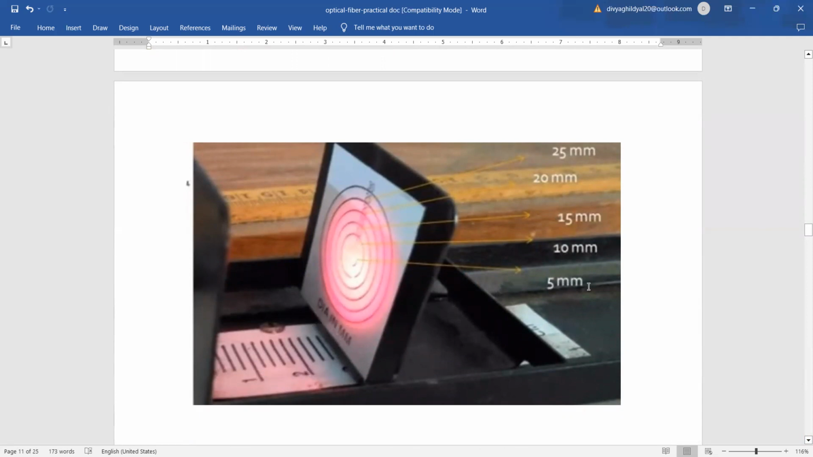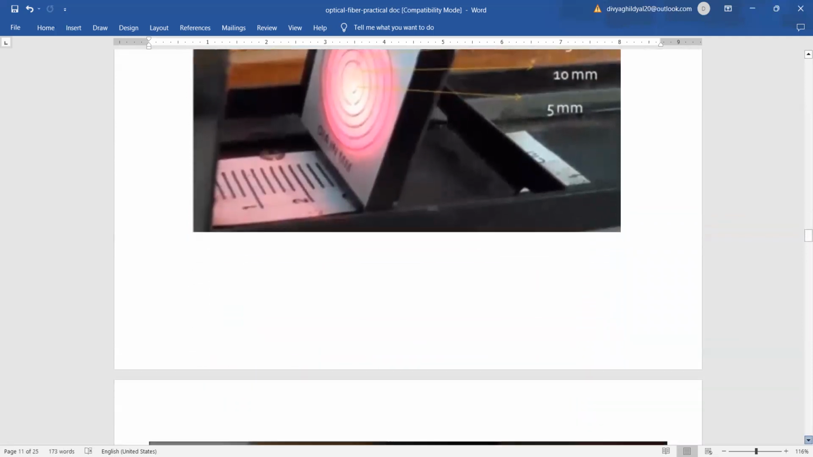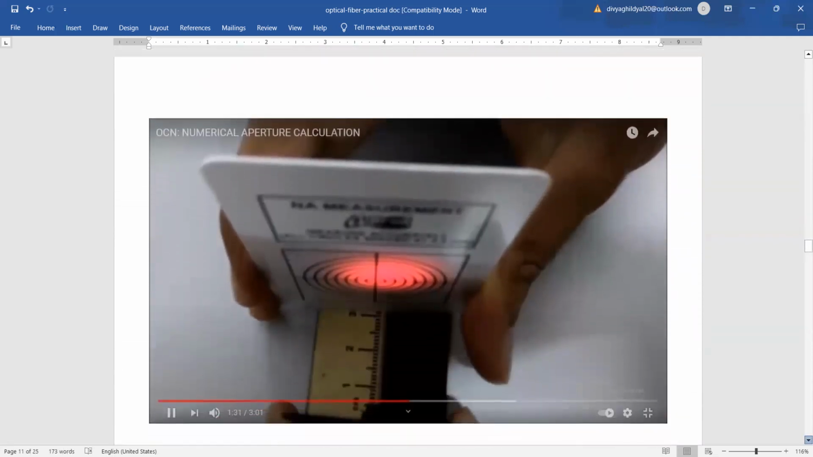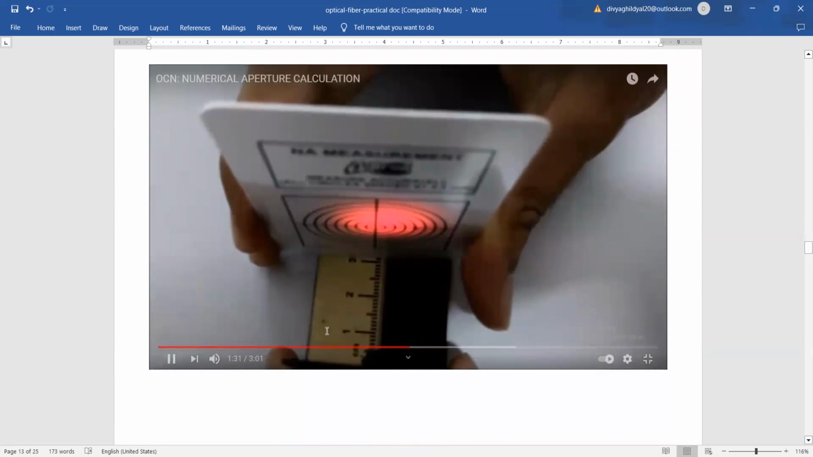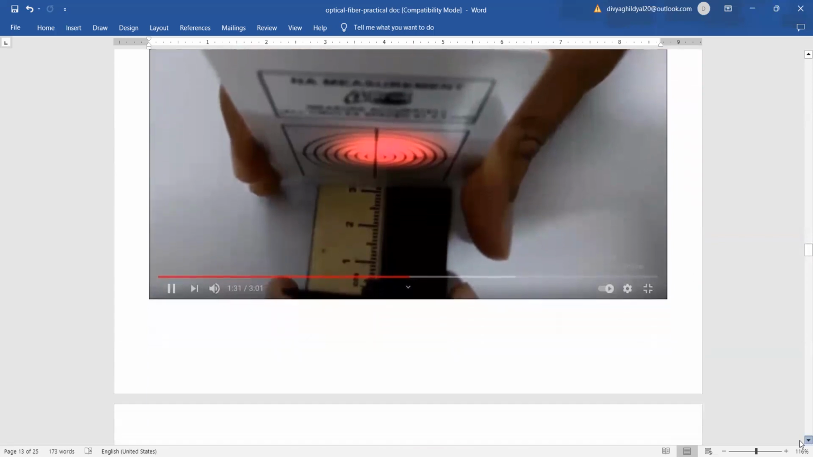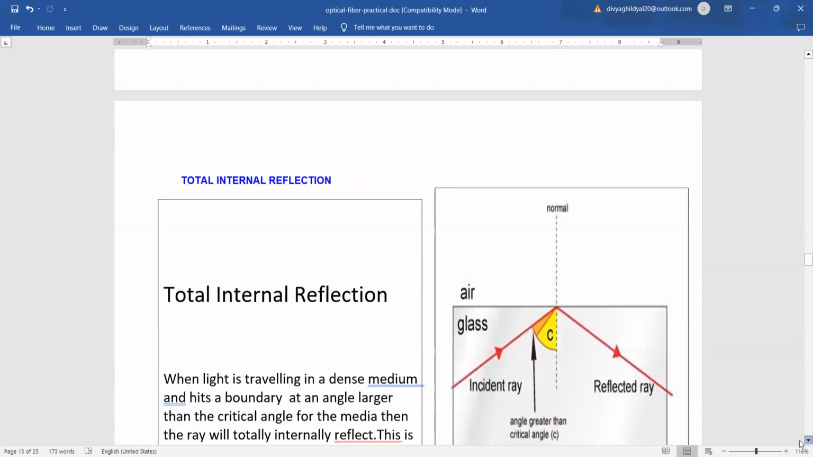Suppose my inner circle has a diameter of 5 millimeter, then we will just check with the hand. We will move the scale and check at what distance on the x-axis the first circle got filled, then at what distance the second circle, the third, and the fourth, and then we will put these values in the formula and find the answer. This is how, with the help of my hand, I am going to keep the distance and check at what distance the circles are getting filled up.